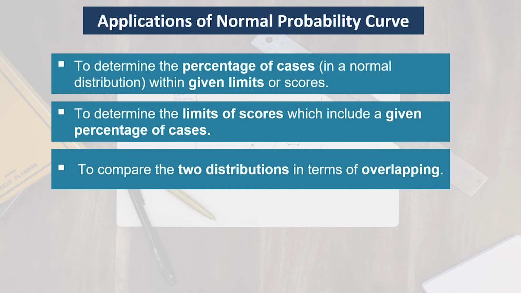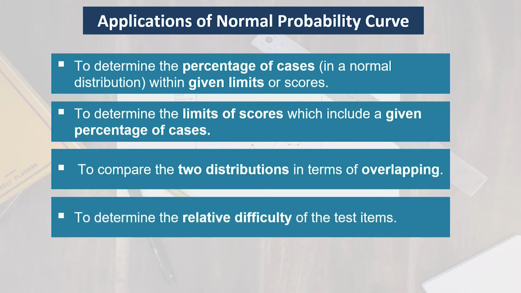In case there is overlapping, we can also do that. This is also another application of the normal probability curve. The fourth application is to determine the relative difficulty of the test item. So what is the relative difficulty of the test item?